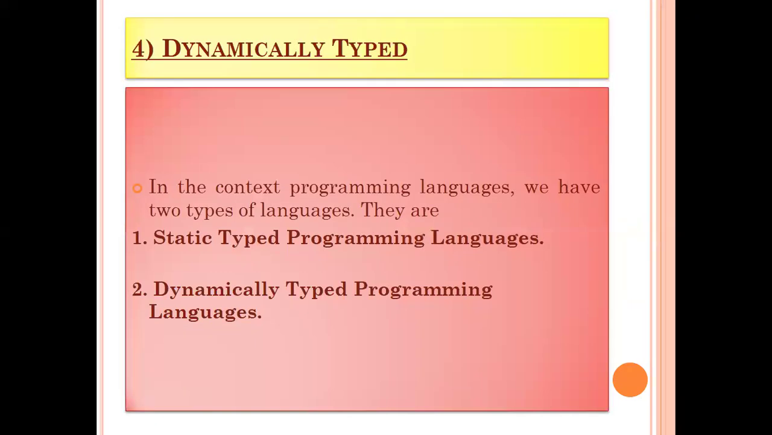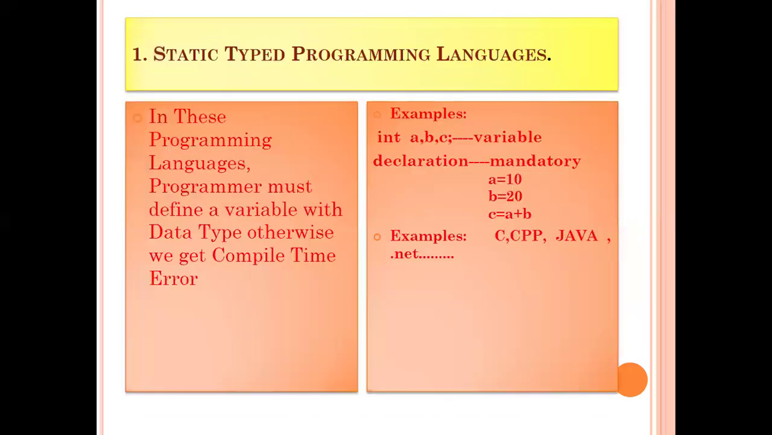Fourth feature is dynamically typed programming language. There are two types of programming language: one is static typed and the other is dynamically typed. What is the difference between static typed and dynamically typed programming language? Let's understand this with the help of an example. In a static typed programming language, declaration of a variable is mandatory.